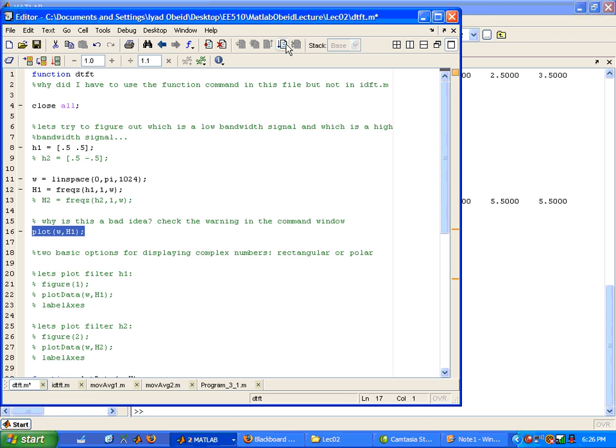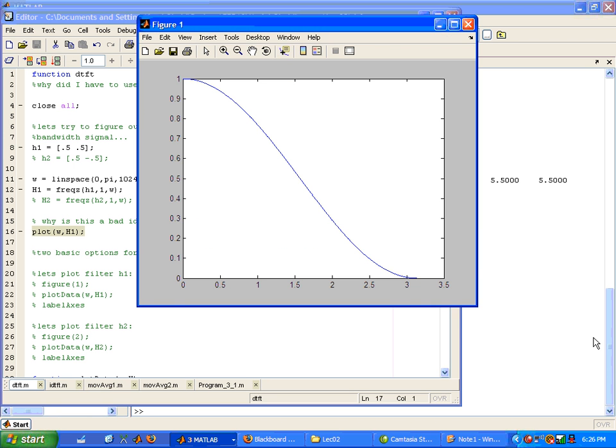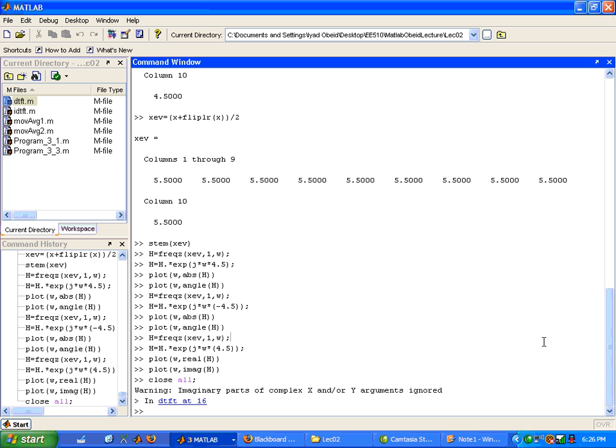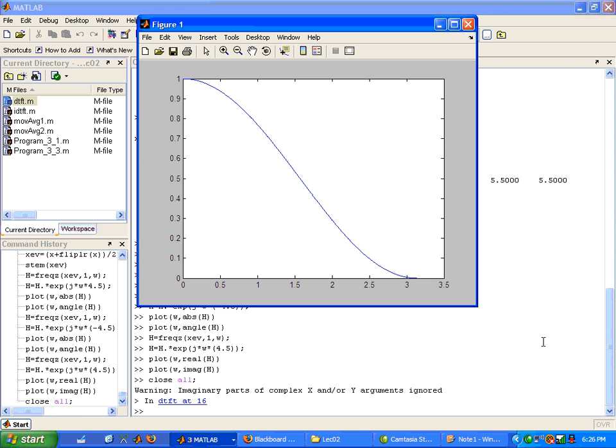Let's actually run the code and see if we can get MATLAB to complain about it. Did it complain? Yes. Warning: imaginary parts. It makes an assumption, and we don't really know what it did. So we're not going to put too much credence in this plot.